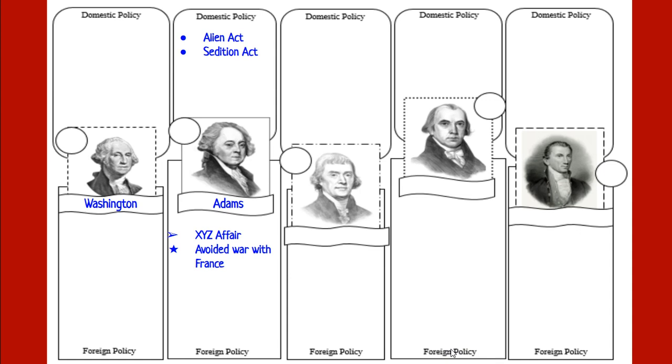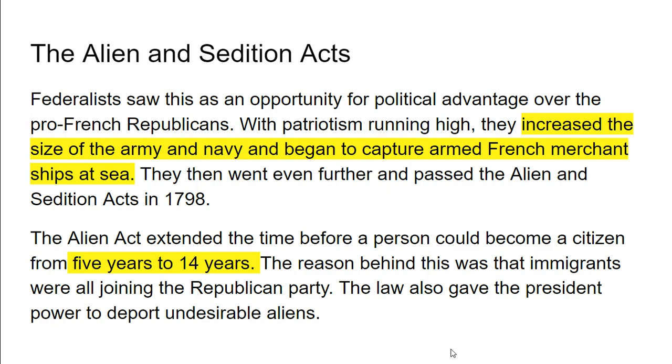The Alien and Sedition Acts he's criticized for because many people felt like this violated citizens' rights, such as the First Amendment, and also took advantage of the legal way for immigrants to become citizens. Let's read about the Alien and Sedition Acts. Federalists saw this as an opportunity for political advantage over the pro-French Republicans. With patriotism running high, they increased the size of the army and navy and began to capture armed French merchant ships at sea. They then went even further and passed the Alien and Sedition Acts in 1798.